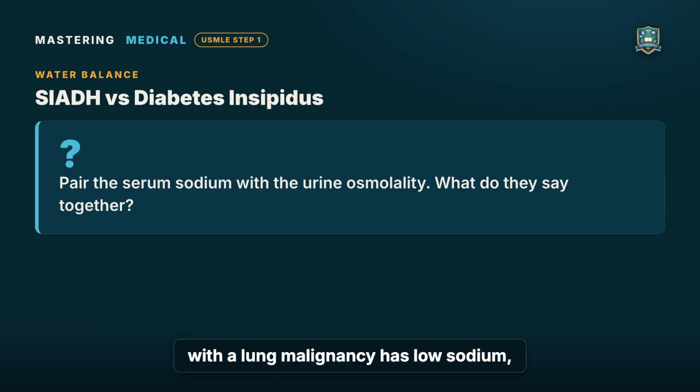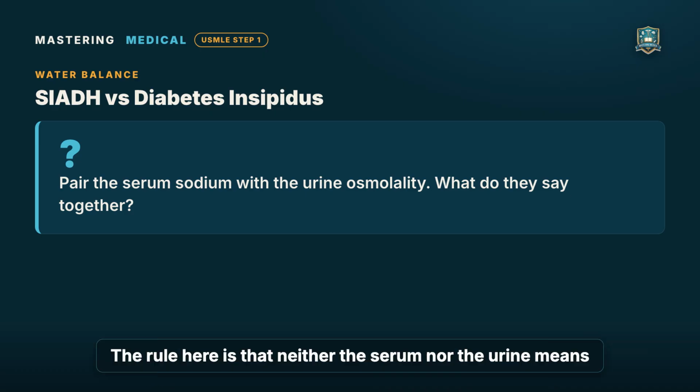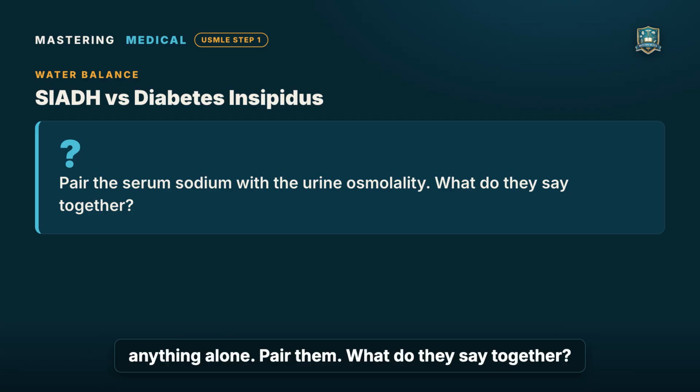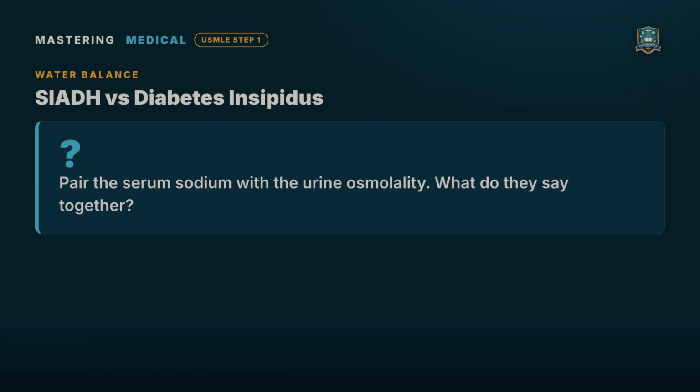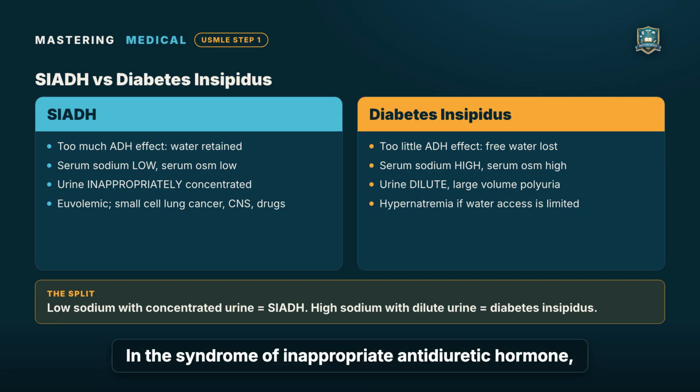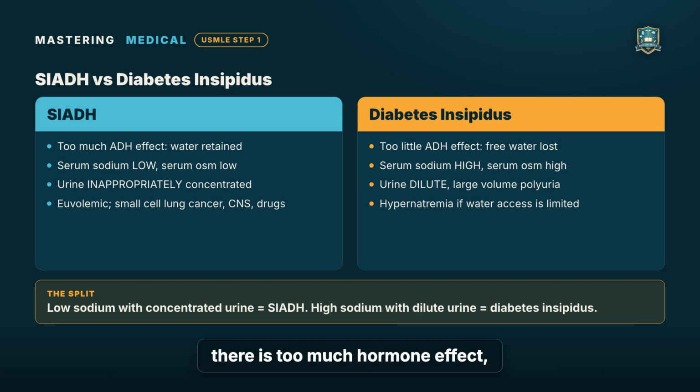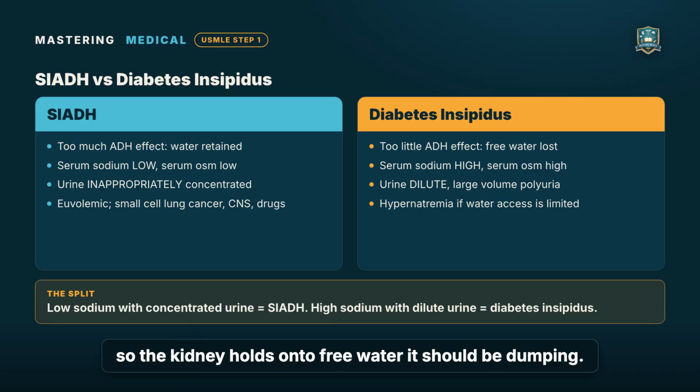A patient with a lung malignancy has low sodium, low serum osmolality, and concentrated urine. The rule here is that neither the serum nor the urine means anything alone. Pair them. What do they say together? In the syndrome of inappropriate antidiuretic hormone, there is too much hormone effect, so the kidney holds on to free water it should be dumping.